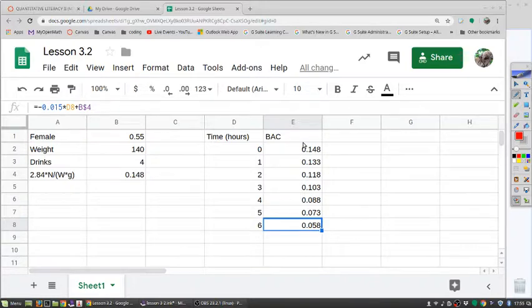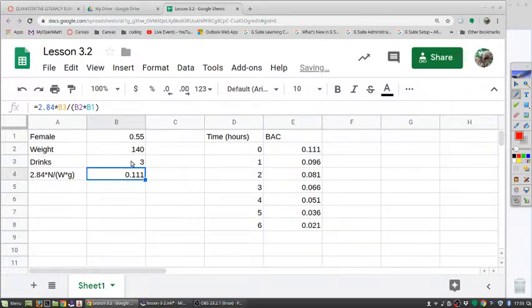Maybe the woman thinks, oh boy, I better not have 4 drinks in a row tonight if I want to drive 4 hours later. She says, well, what happens if I only had 3? Nice thing about the way we did this spreadsheet is we can plug a 3 in there and it'll recalculate everything for us. So we could see here, 3 hours later, she'd be technically under the legal limit according to this particular equation. All right, so that's example number 1.